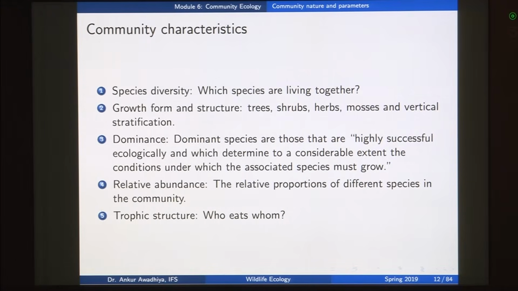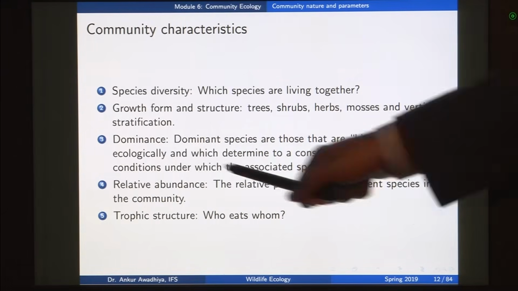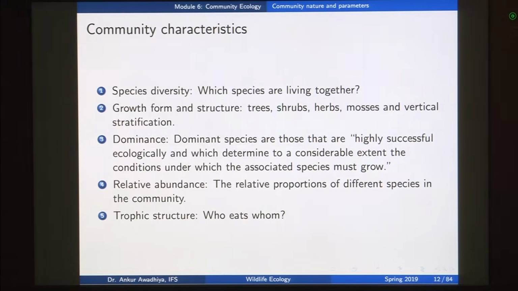Now, dominance can arise in two different ways. The first thing is numerical abundance. If you have a tree that is available in very vast numbers, such as in the case of a sal forest, when we talk about sal trees, they are there in a vast number, plus they are also determining the conditions under which the associated species will have to grow. So, we will say that they are the dominant species. Or in the other case, if there are any species that are keystone species, in which case their impact on the whole community is much greater than their numerical abundance, we will say that they are also the dominant species.